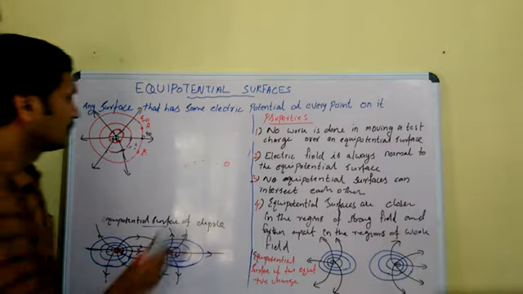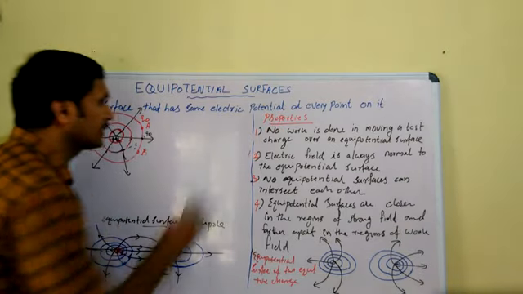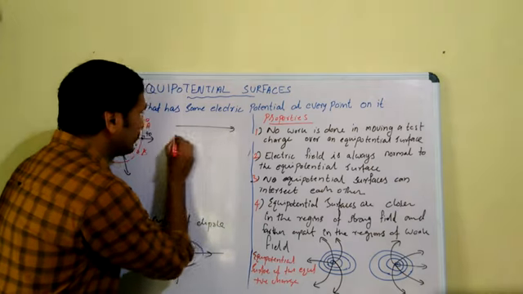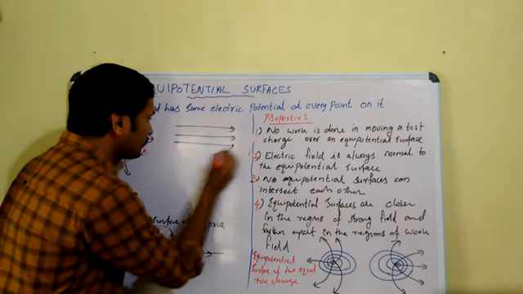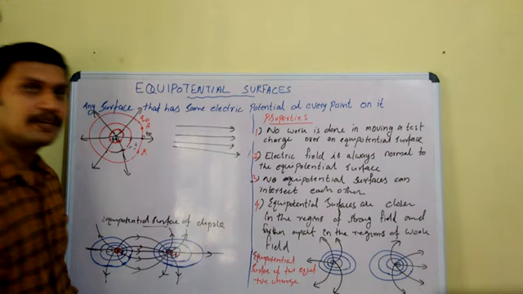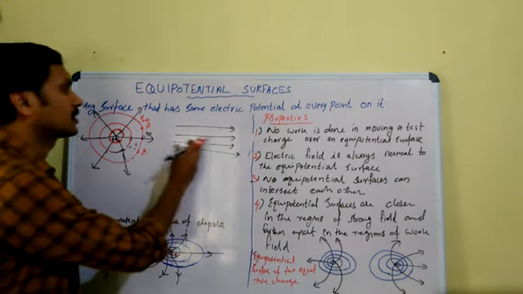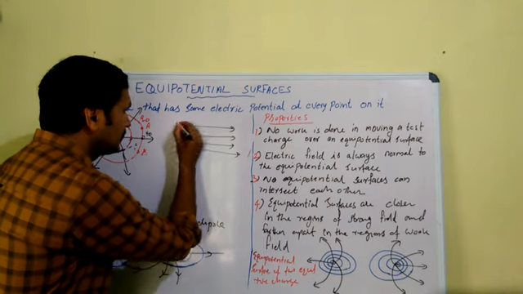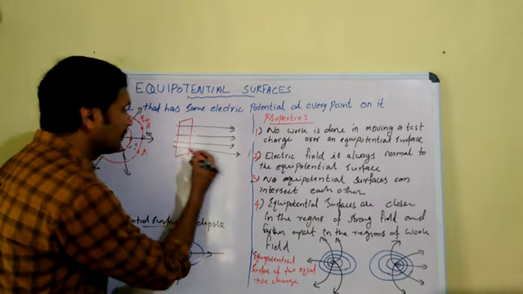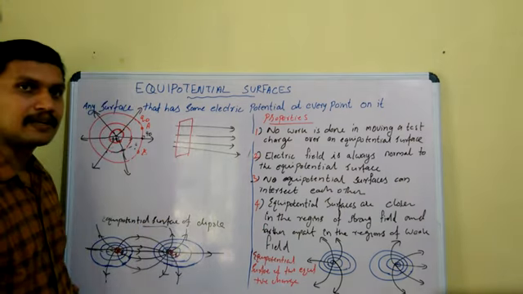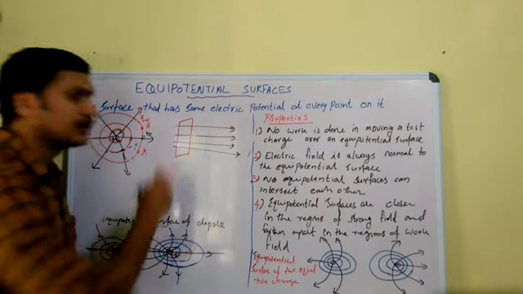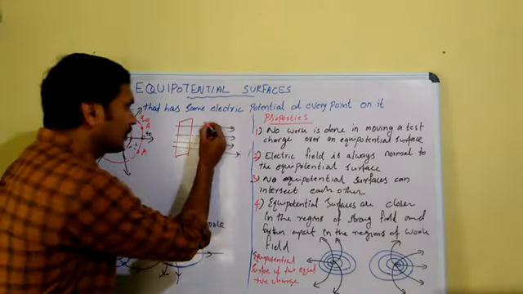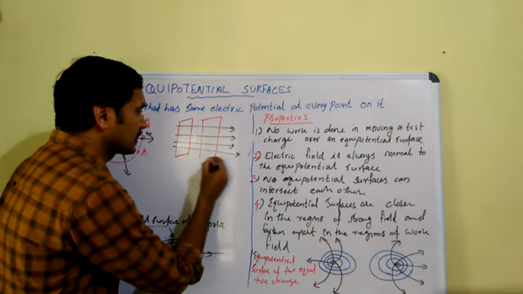Now suppose we have a uniform electric field like this. If you are drawing equipotential surfaces for this uniform electric field, each is a plane which is perpendicular to the electric field lines. This is one of the equipotential surfaces for this electric field. We can draw a number of equipotential surfaces like this.